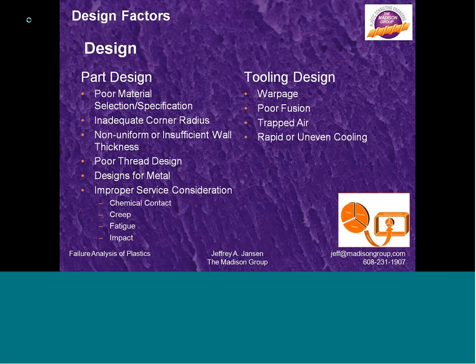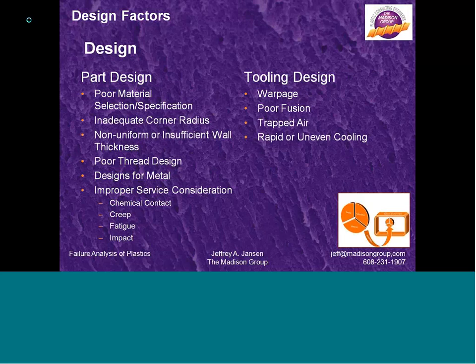So again, more things about design, the things that can go wrong: poor material selection or specification, inadequate corners or radiuses, non-uniform wall thicknesses or insufficient wall thicknesses, poor thread designs which lead to high stress concentration, designing for metal. The number one cause of plastic part conversion going wrong is leaving the design the same when it used to be a metal design, now making it out of plastic and just leaving that design the same. Because those two materials, metal and plastic, need different things in terms of design. Different things are important. Improper consideration for service, you know, thinking about chemical contact, creep or static stresses, fatigue, impact, again, high strain rates, those kinds of things. All of these things can lead to premature plastic part failure.